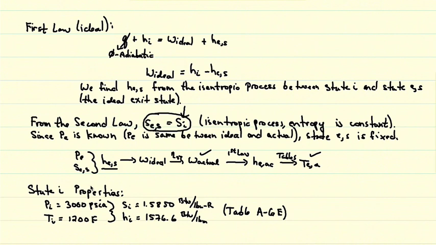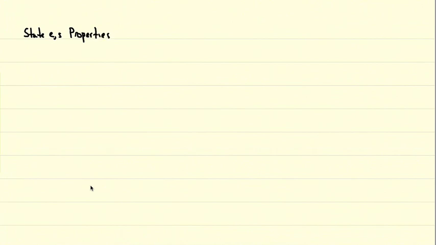Okay, so now let me go to a new page here and continue on with our analysis. So now we can also determine our state E comma S properties, just like we did for our state I properties. What we know at the exit state is that our exit pressure is 200 psia. And our second property that we know at state E comma S is our exit entropy. Since it's the isentropic process, SE comma S is equal to SI, which we looked up to be equal to 1.5850 BTU per pound mass Rankine.